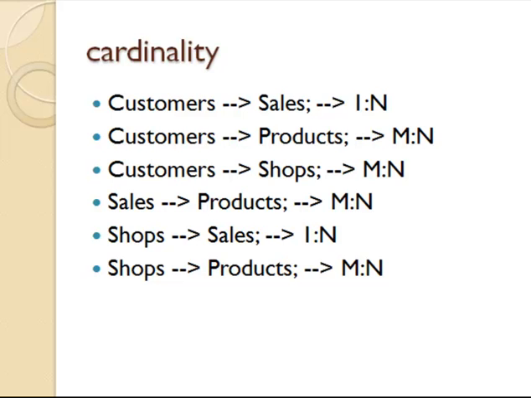And sales have a relationship with products where many sales take place of many products, and shops have a relationship with sales where one shop may have many sales, and shops have a relationship with products where shops sell many products. Now we've got the cardinality right, okay, and you might think, well, that's good, isn't it?